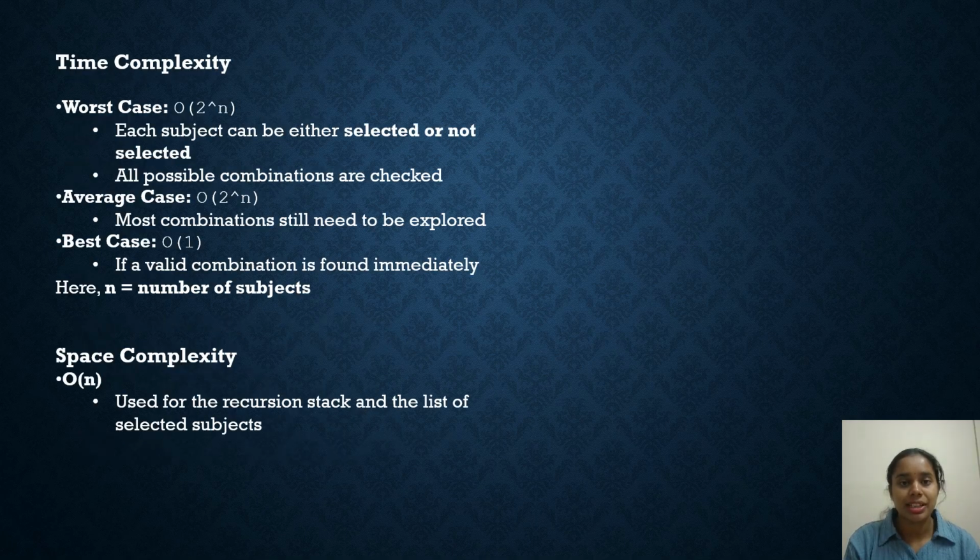The time complexity can be seen here for three cases: worst case, average case, and best case. The worst case is O(2^n), since each object can be either selected or not selected, and all possible combinations are checked. The average case is also O(2^n), since most combinations still need to be explored. The best case is O(1), if a valid combination is found immediately, where n is the number of subjects. And the space complexity is O(n), which is used by the recursion stack and the list of selected subjects.